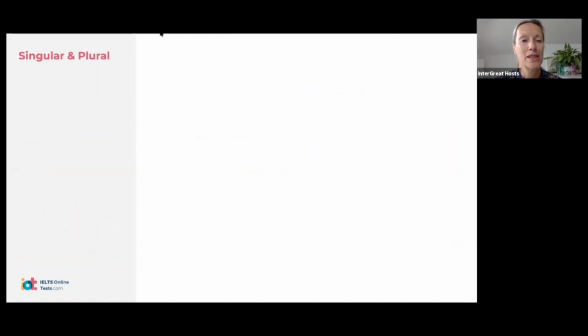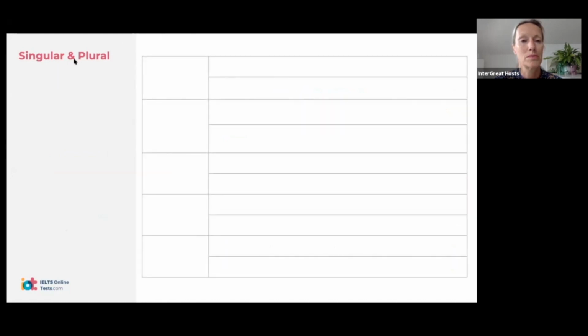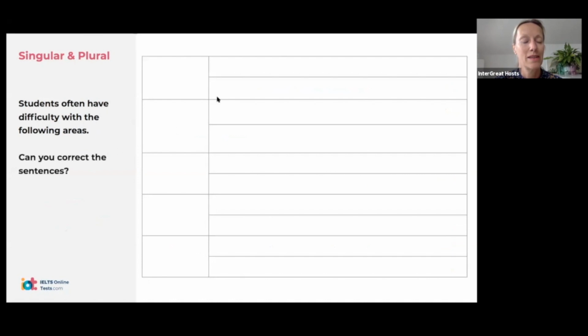Right, now coming on to singular and plural. Students often have difficulty with the following areas. Can you correct the sentences? Okay, so first of all, plural form with many plus a number of.